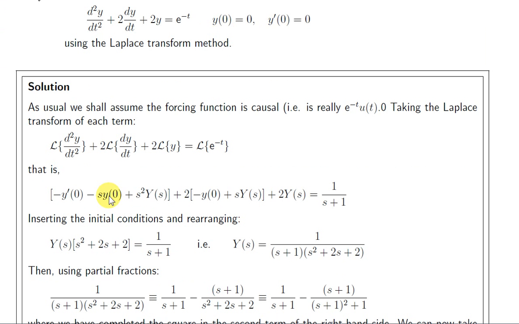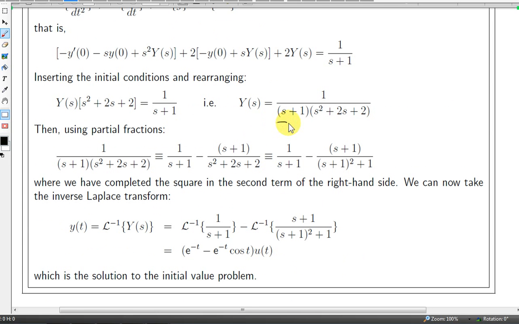Next we insert the initial conditions. Y prime is 0 and y of 0 is 0, so these two terms go out. This term here goes out also. Factorizing out big Y of s, we'll have big Y of s times s squared plus 2s plus 2. That's what we have here. So we divide across by this quadratic to get big Y of s. Now next we get the partial fractions for this fraction here.